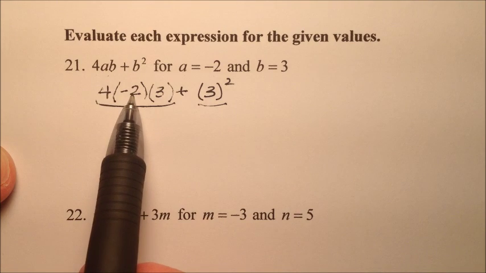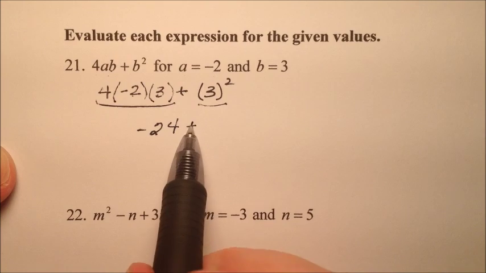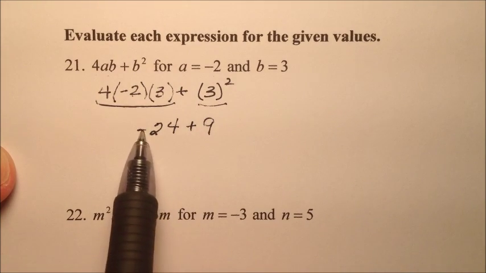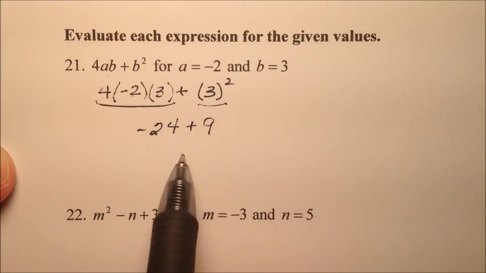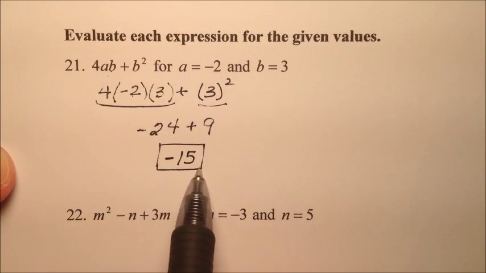So 4 times negative 2 is negative 8, times 3 is negative 24, and then 3 squared is plus 9. So we have negative 24 plus 9, which is going to be a negative 15. And that's the answer for number 21.